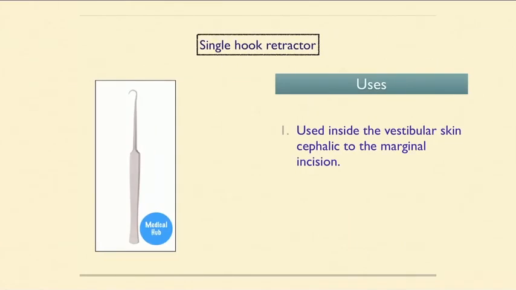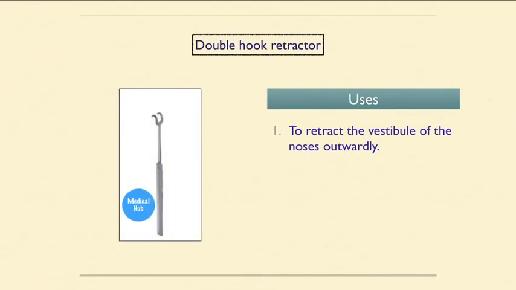Next instrument is single hook retractor. It is used inside the vestibular skin cephalic to the marginal incision. Next instrument is double hook retractor. It is used to retract the vestibule of the nose outwardly.